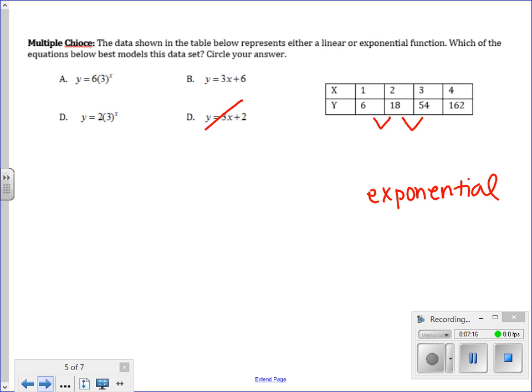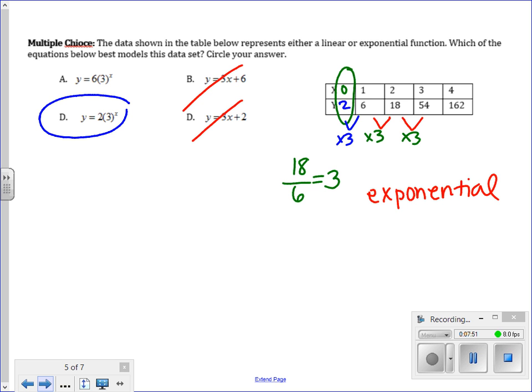So I can cross off B and D one more time. Now I need to figure out what I'm multiplying by to get from term to term. So I take the second number divided by the first number and get that the growth rate is 3. When I test that out, 6 times 3 is 18, 18 times 3 is 54, that seems correct. So I'm going to do the same thing I did in the previous problem. I need to find where x equals 0. What number do I multiply by 3 to get to 6? Well, that value is 2, which means that D is the correct answer to this.